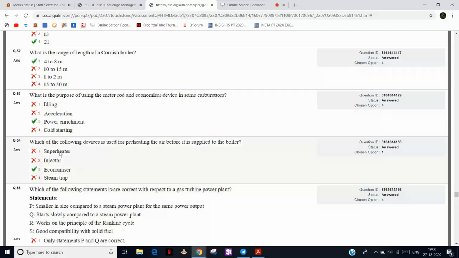preheating the water. They did the same thing in the past, in the 2018 paper, where the question was: which of the following devices is used for preheating the feed water before entering the boiler? The true answer was economizer, but they had given air preheater. At that time we challenged it, and the question was removed from that exam. So I request you to challenge this question in your response sheet: take your question ID, go through it and object to it. So this is for today's video.